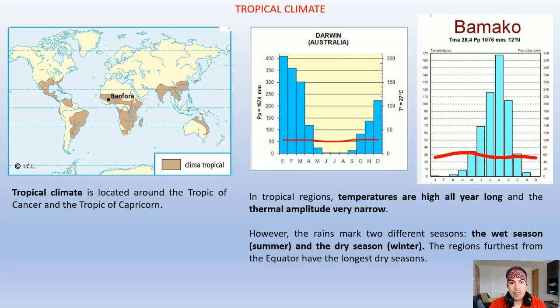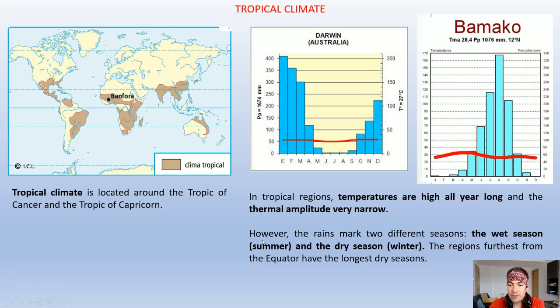And now let's go to the next climate, which is the tropical one. The tropical climate is located, as its name says, around the tropics of Cancer and Capricorn. Okay, the Tropic of Cancer is this discontinuous line in the northern hemisphere, and the Tropic of Capricorn is this one in the southern hemisphere. So here you have another two examples, Darwin in Australia, which is more or less over here, and Bamako, which is in Mali, more or less here next to Banfora.